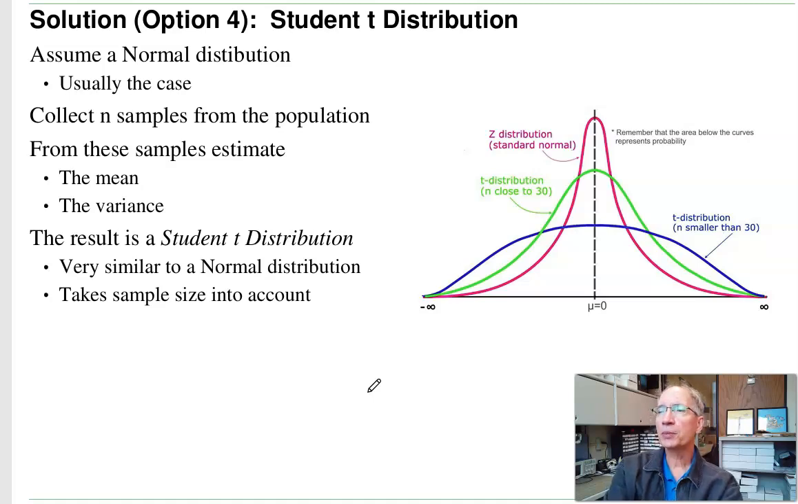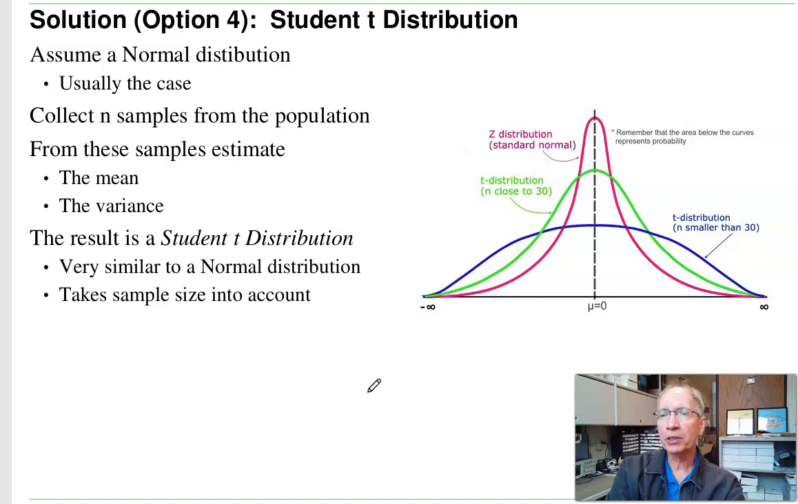Now, what the student t-distribution assumes is that you have a normal distribution to start with, and that's usually the case. What I'll do is collect n samples, kind of similar to Monte Carlo. In Monte Carlo, I rolled the dice 1,000,000 times. With the t-test, I don't have to do 1,000,000 rolls. I could just do maybe 20, maybe 100 rolls. From those samples, I'll estimate the mean and the variance. And the result is a student t-distribution.